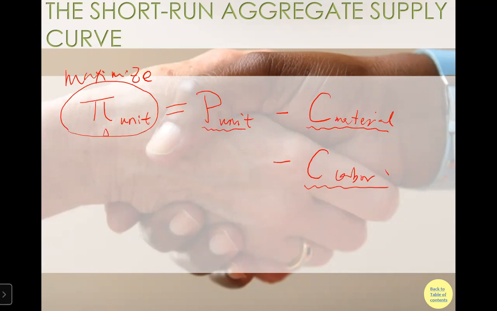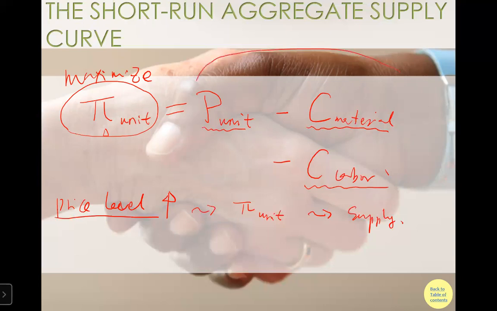Given this setup, now let's see what happens if the price level increases in the short run. Remember, this is in the short run. So the price level increases, and we are going to see how that affects their profit, and finally how that affects their supply decision. So with the price increase, now we look at the right hand side of the equation.